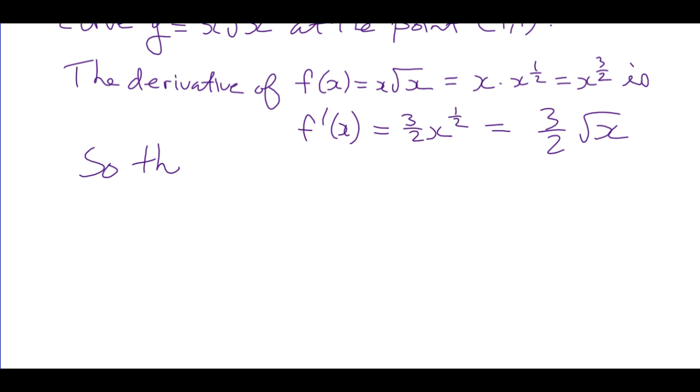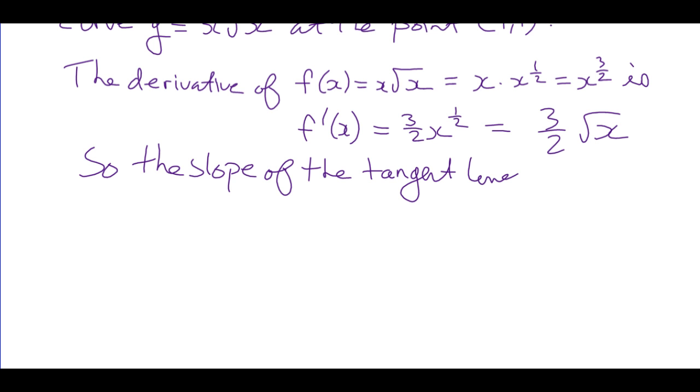So the slope of the tangent line at 1, 1 is f prime of 1, right? When we want the slope of the tangent line at that point, it's not a straight line, x root x. It's f prime at 1, which is equal to 3/2.